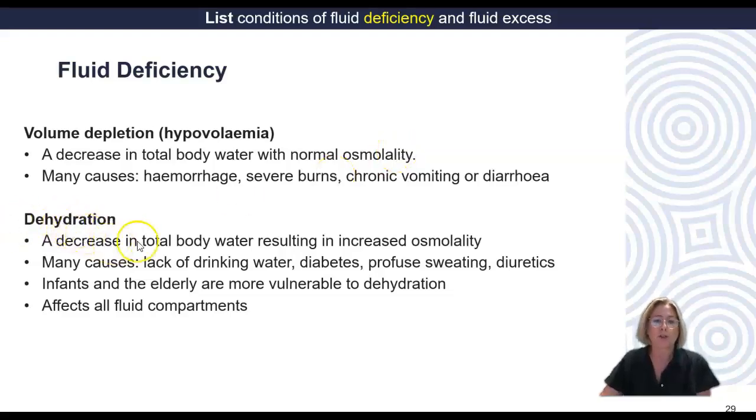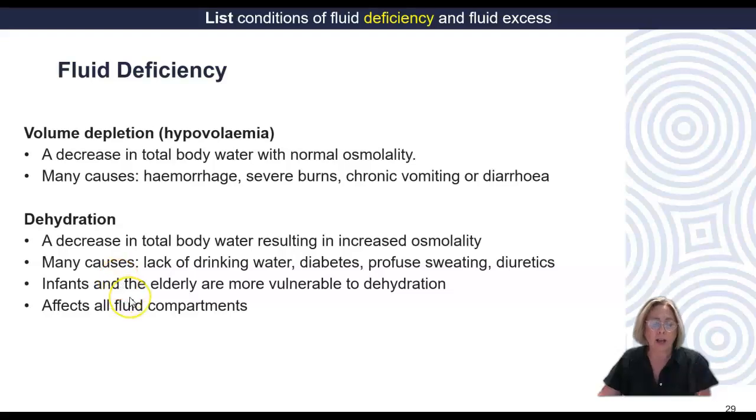Dehydration, though, is a decrease in total body water resulting in increased osmolality. Okay, there's many causes for this one as well: lack of drinking water, diabetes, obviously because of the high blood glucose levels, and that glucose entering the filtrate and not being able to be all reabsorbed in the proximal convoluted tubule will cause that glucose to flow out in urine, pulling water with it to cause the dehydration. Profuse sweating and the use of diuretics as well.